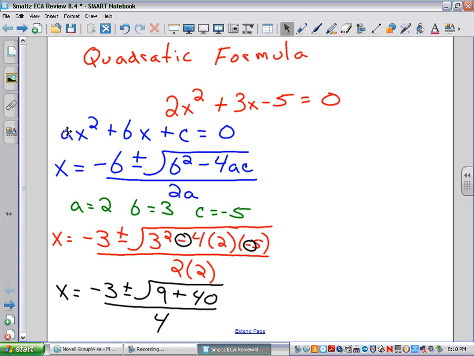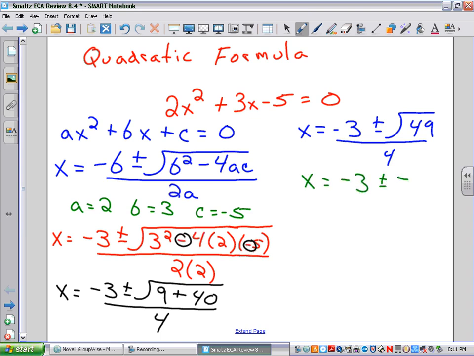Now let's keep going. I'm going to come up here over on the right-hand side. I'll continue. X would equal, I'll keep the negative 3, plus or minus the square root of 9 plus 40, that's 49. All that's over 4. Then the next thing, I would take the square root of 49, which is 7 over 4. I'm almost done.